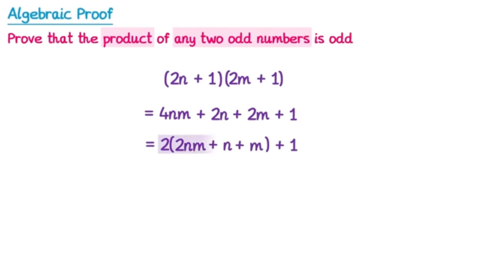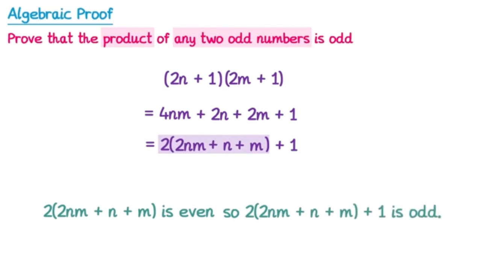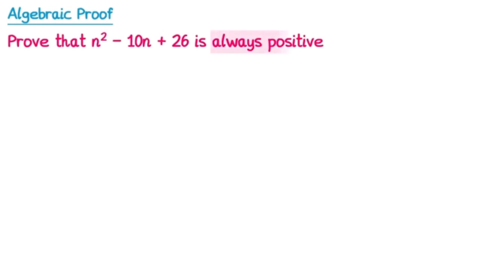So we can now be sure that this part here is a multiple of 2 and therefore even, and then when we add 1 to it, it will be odd. So we could say that 2 lots of 2nm plus n plus m is even, and when we add 1 to that, we end up with odd. And now we're going to have a look at the final type of proof questions. So for this one, we're going to prove that this is always positive.